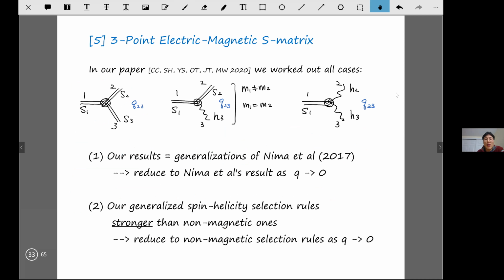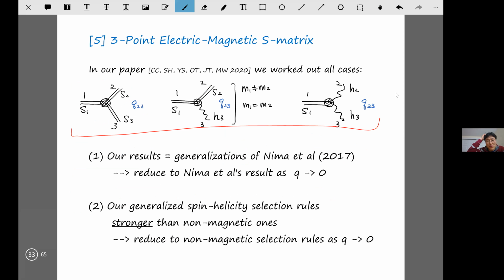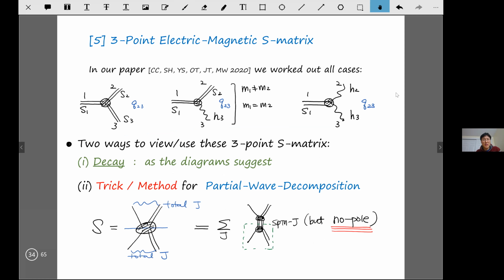Let me quickly say that our results, which we derived for all these examples, are a generalization of the results of Nima, Yuting Huang, and others, and this reduces correctly in the limit where Q equals 0, meaning the non-magnetic case. In fact, it is stronger than the non-magnetic case, and again successfully reduces to it at Q equals 0. If you're interested, you can have a look at our paper, section 4, about this discussion.